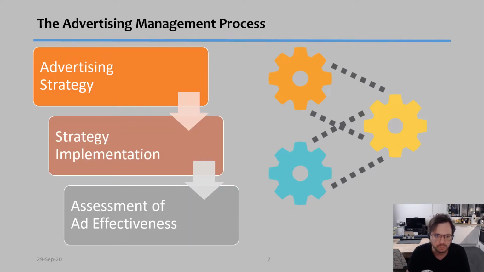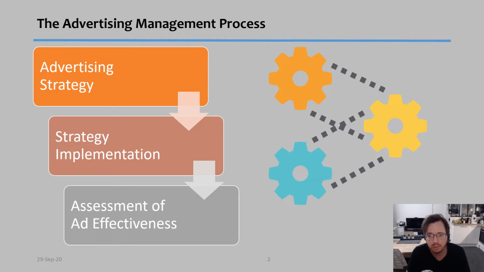So, the advertisement management process has 3 main steps. We typically start by defining our advertisement strategy, budget, objectives, media, message, so on. After the advertisement strategy is created, we create a strategy implementation, a strategy that will help us to implement the things we just defined in a way that is efficient and, obviously, that makes our goals become a reality.